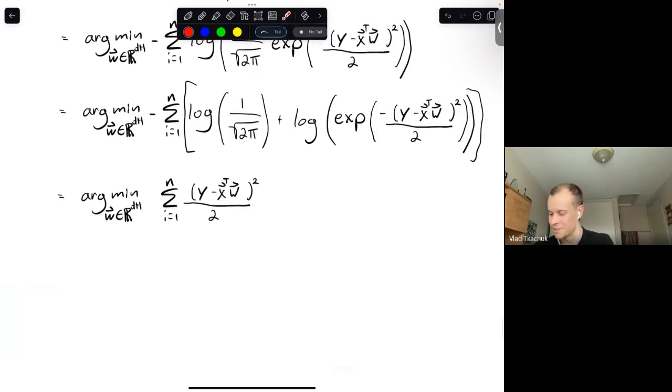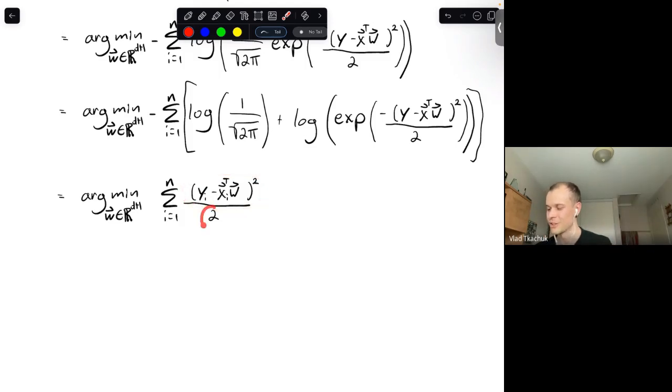We need to find the argument parameter for something that looks like the sum of things, where the thing in here is yi minus xi. You can think of this as your predictor, your linear function, trying to predict y, minus the square. This looks like the squared loss, or it should look familiar to you as the squared loss.